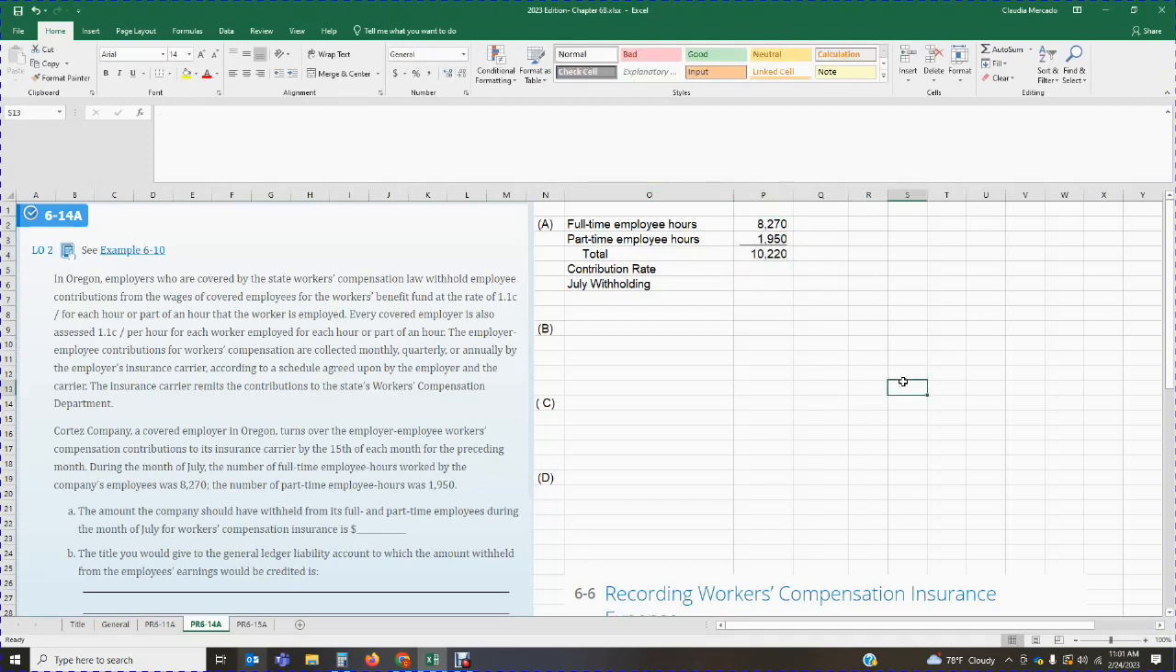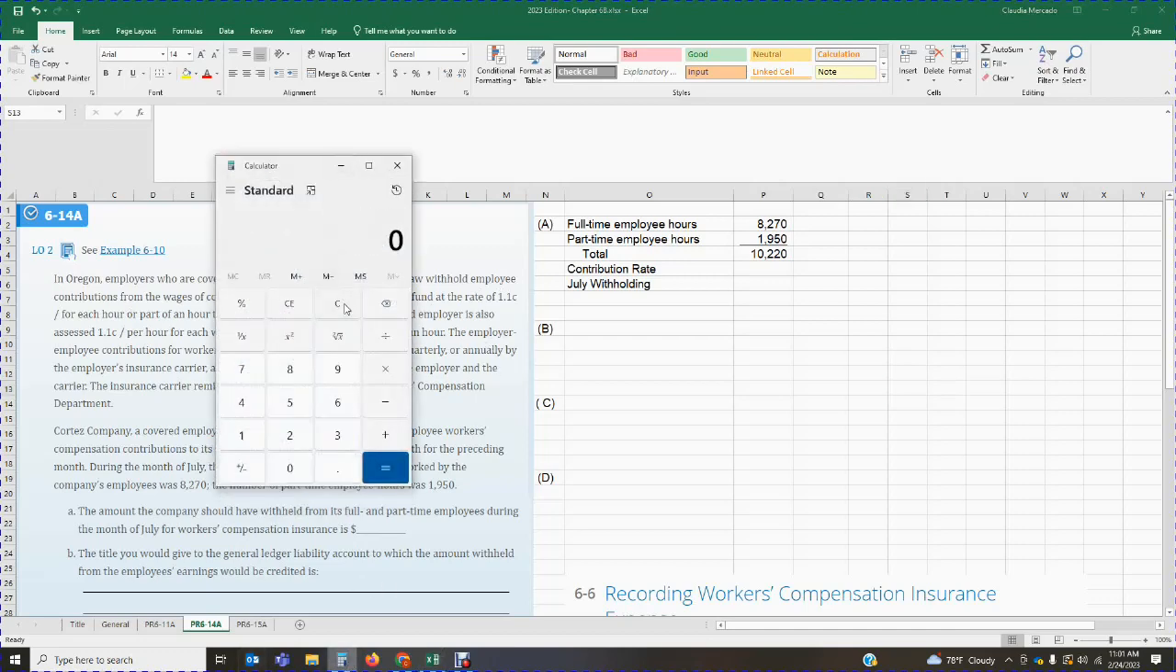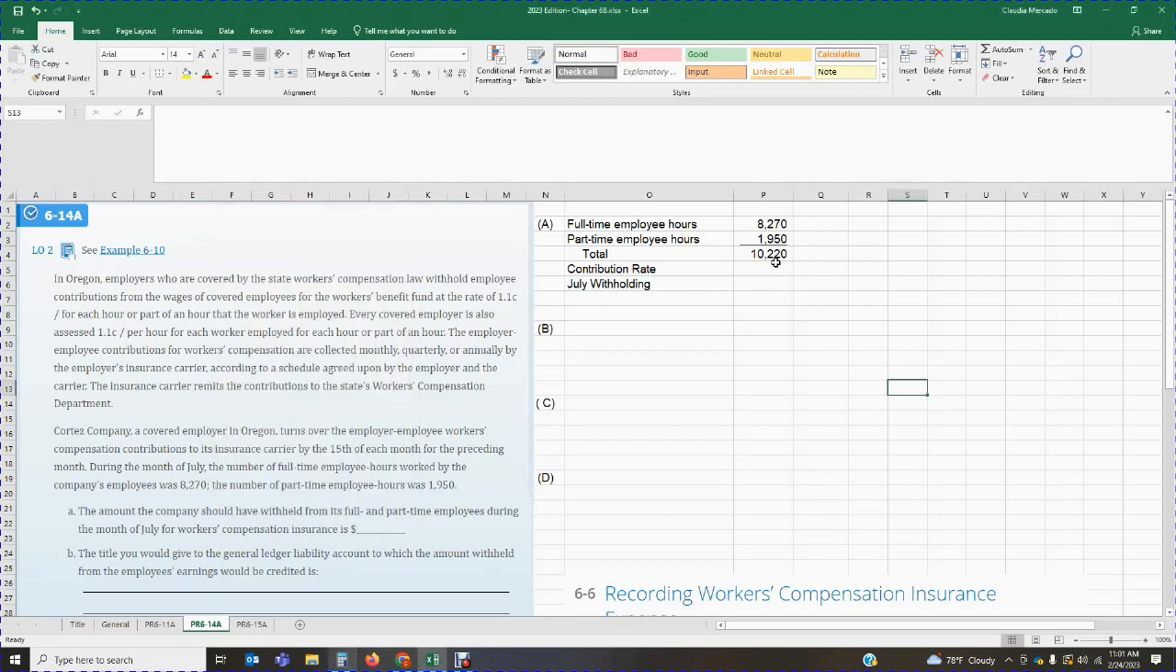Now my contribution rate. It says here it's 1.1 cent for each hour or part of an hour for both the employee and the employer. Now, for 1.1 cent, we're going to do 1.1 and divide by 100 to get our rate. So my contribution rate is 0.011 dollars.